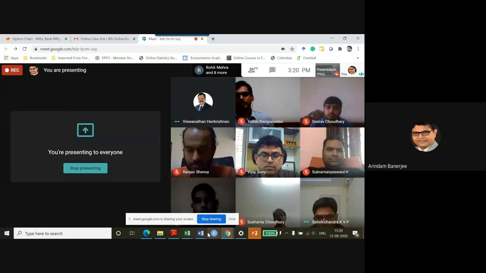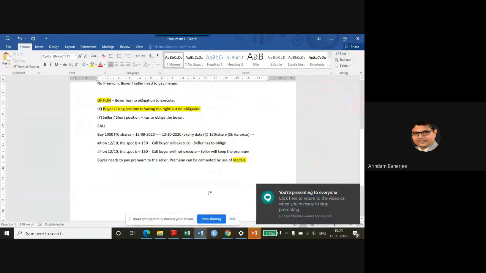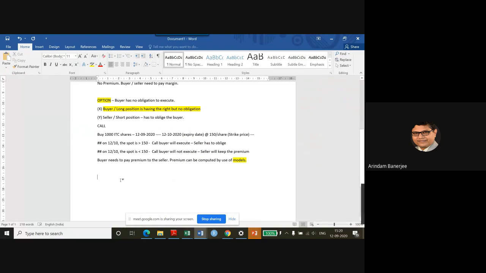Now, a few basic concepts. One is that options can be classified primarily into two types. One is called a call option and the second one is called a put option. So a call is actually a right to buy.